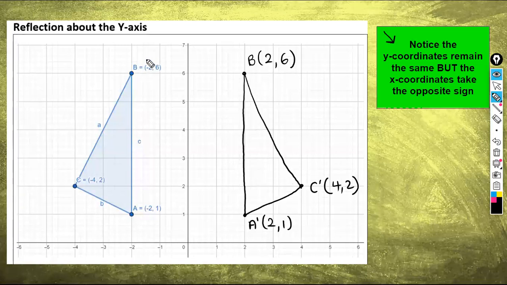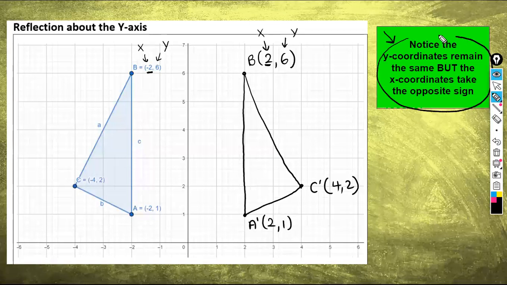For example, point B. The first one is the X and the second one is the Y, right? It's always like that, X first and then Y. You all notice that the X coordinate became the opposite, -2 became +2. But the 6, being the Y coordinate, remained the same. And that is what this note is trying to say.